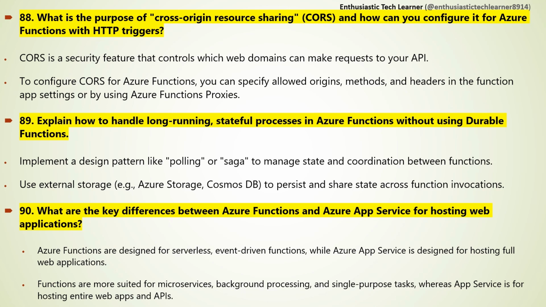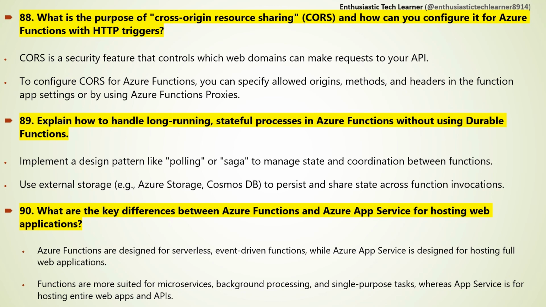Explain how to handle long-running, stateful processes in Azure Functions without using Durable Functions. Implement a design pattern like polling or saga to manage state and coordination between functions. Use external storage, for example Azure Storage or Cosmos DB, to persist and share state across function invocations.